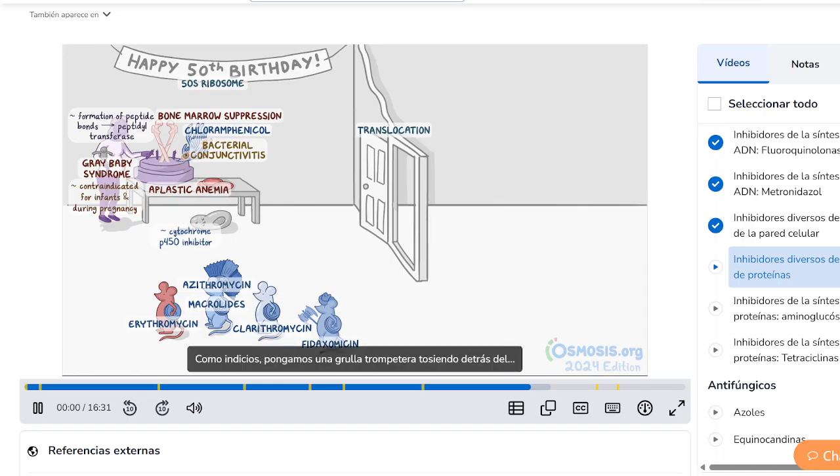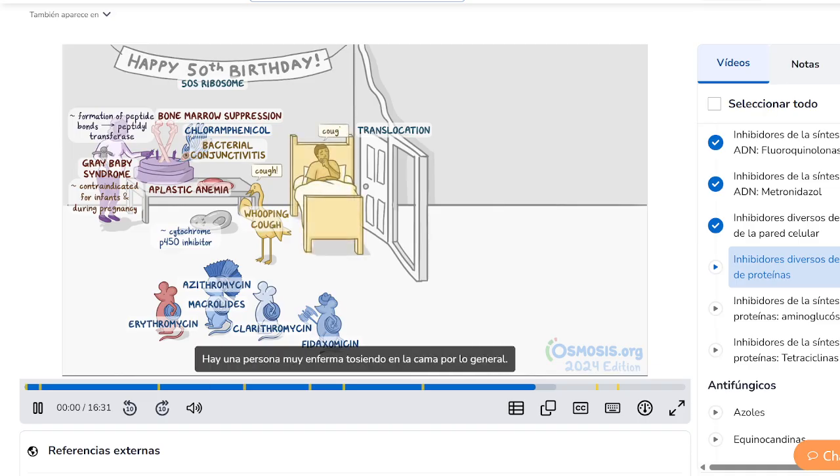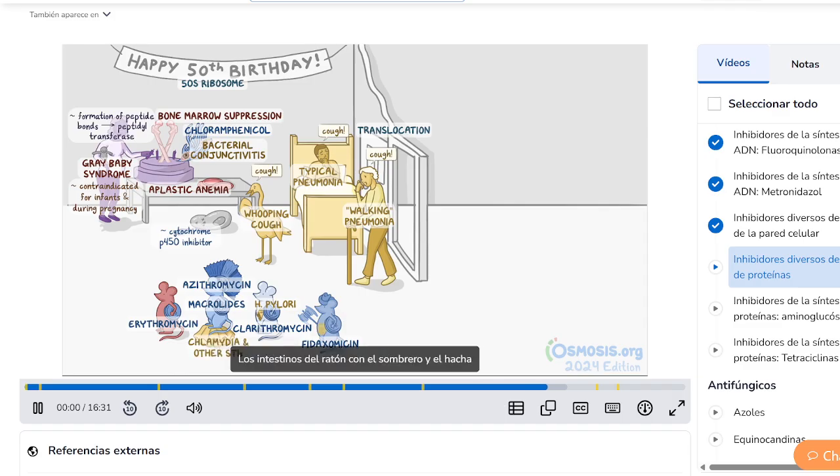For indications, let's put a coughing whooping crane behind the mice to represent whooping cough. Next to it, there's a very sick person coughing in bed for typical pneumonia, and another person with a walking stick who represents atypical or walking pneumonia. You can see a slice of pie in the clear mouse's stomach for H. pylori, and the Aztec mouse is standing on a large clam for chlamydia and other STIs. The intestines of the mouse with the fedora and axe are showing for Clostridioides difficile infection that causes pseudomembranous colitis.